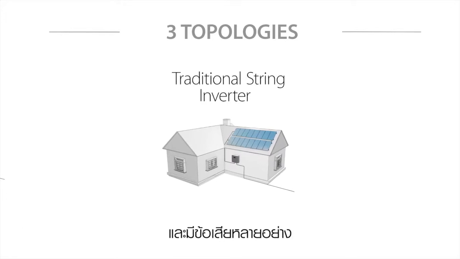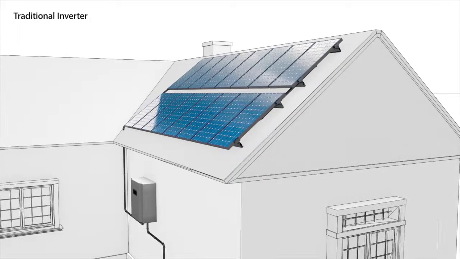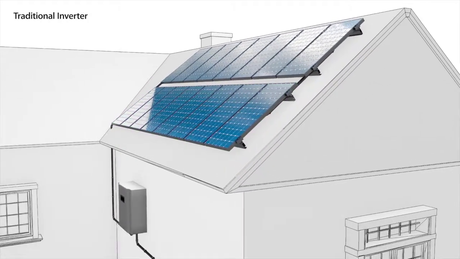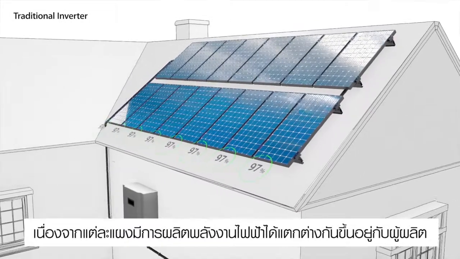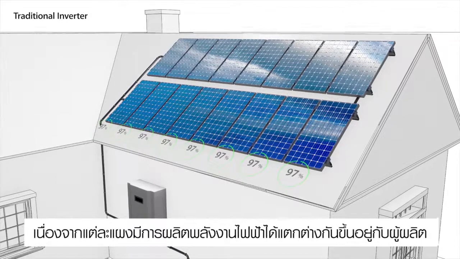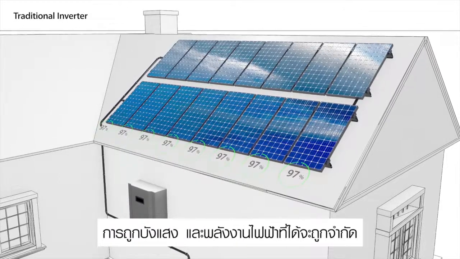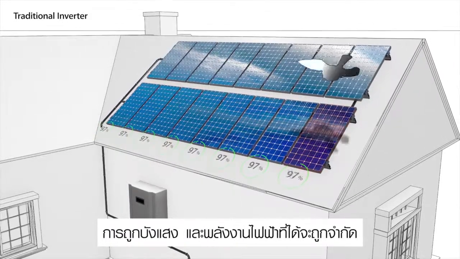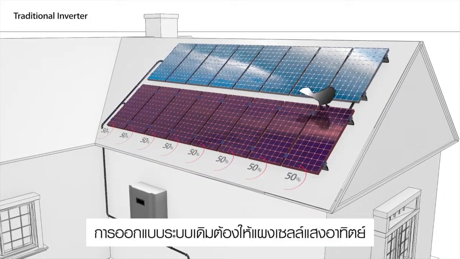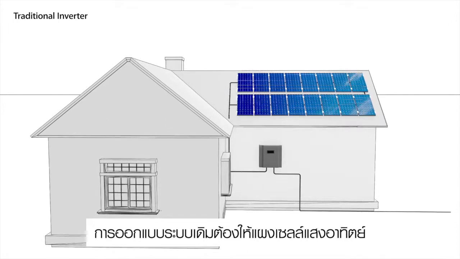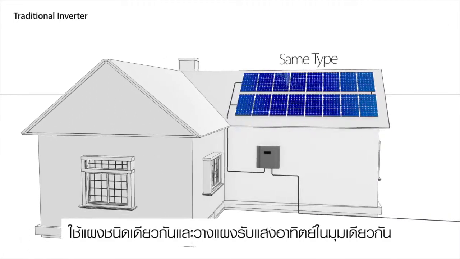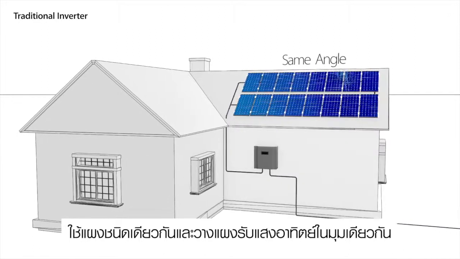The traditional string inverter topology, which is still used in the vast majority of all installations, has a number of significant drawbacks. In traditional systems, panels are wired in series as a string. Since each panel has a unique power production profile, which is a function of differences in manufacturing variances, installation parameters, and shading patterns, the entire system's output is limited. The traditional system design requires all strings to be the same length, using the same type of panels, and to be positioned at the same angle towards the sun.